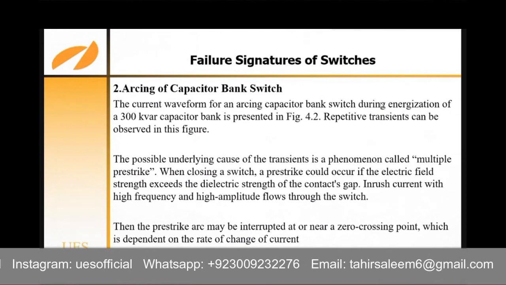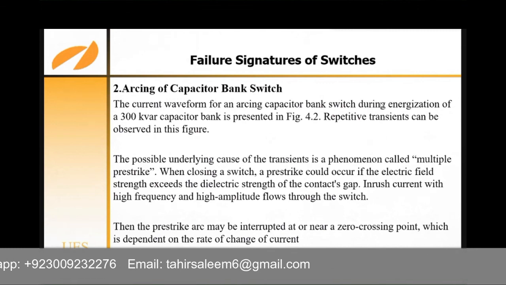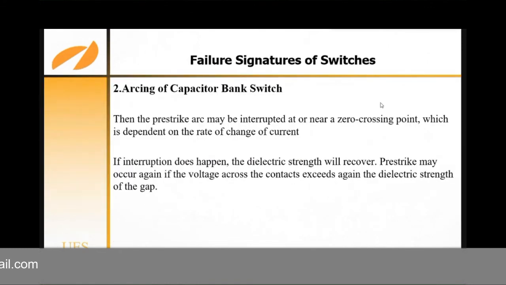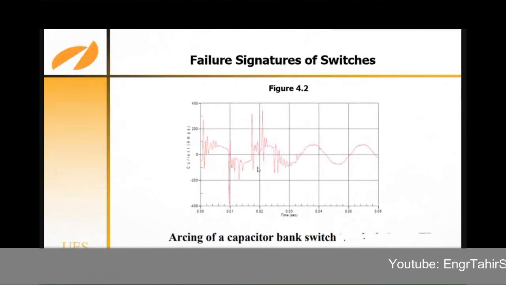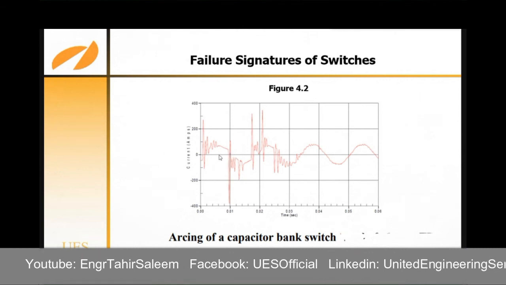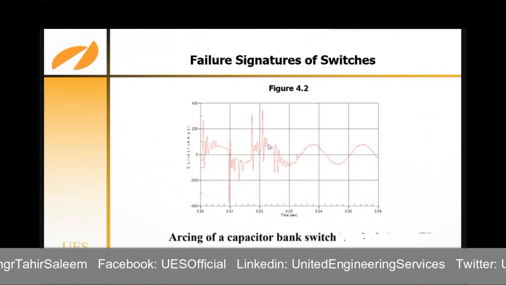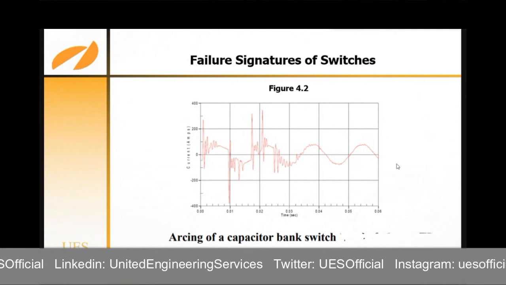When closing a switch, a pre-strike could occur if the electric field strength exceeds the dielectric strength of the contact gap. Inrush current with high frequency and high amplitude flows through the switch, and this multiple pre-strike is cleared at the nearest zero crossing. Here is the signature: the switch has closed and caused an arcing fault. And again at the negative crossing, after the arc extinguished, it caused multiple pre-strikes, and then after complete closure it went to a smooth current waveform.